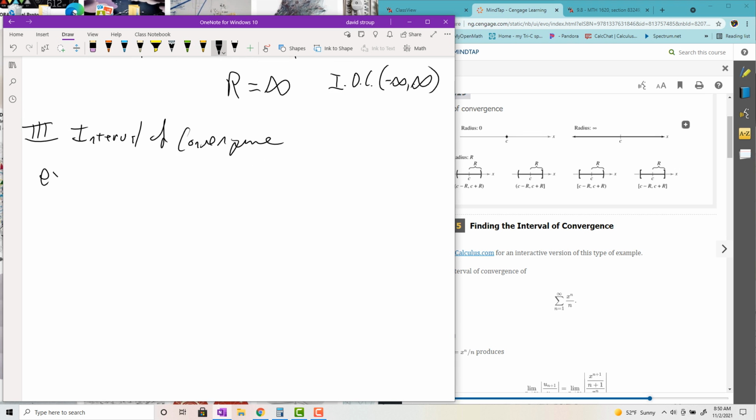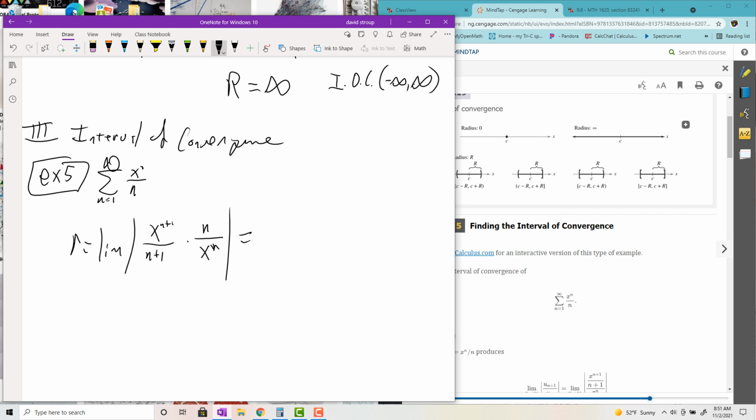So example 5, we want to know the interval of convergence for the series x to the n all over n, from n equals 1 to infinity. You're still using the ratio test, so this will be the limit of the absolute value of x to the n plus 1 all over n plus 1 times the reciprocal of a sub n, which is n all over x to the n. Just cut to the chase there. Simplify, so x to the n plus 1 over x to the n is just x, and then times n all over n plus 1.